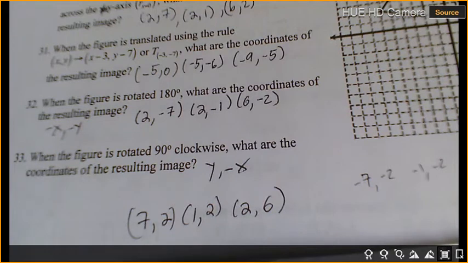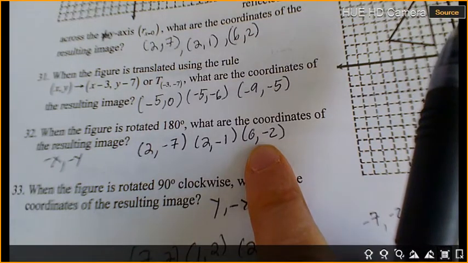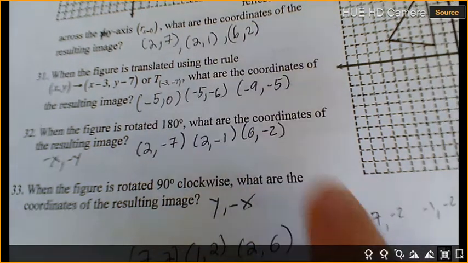Nope, you don't need to bring anything but a pencil. For 32, 6, negative 2. Any other questions on this page before we go to the next one?